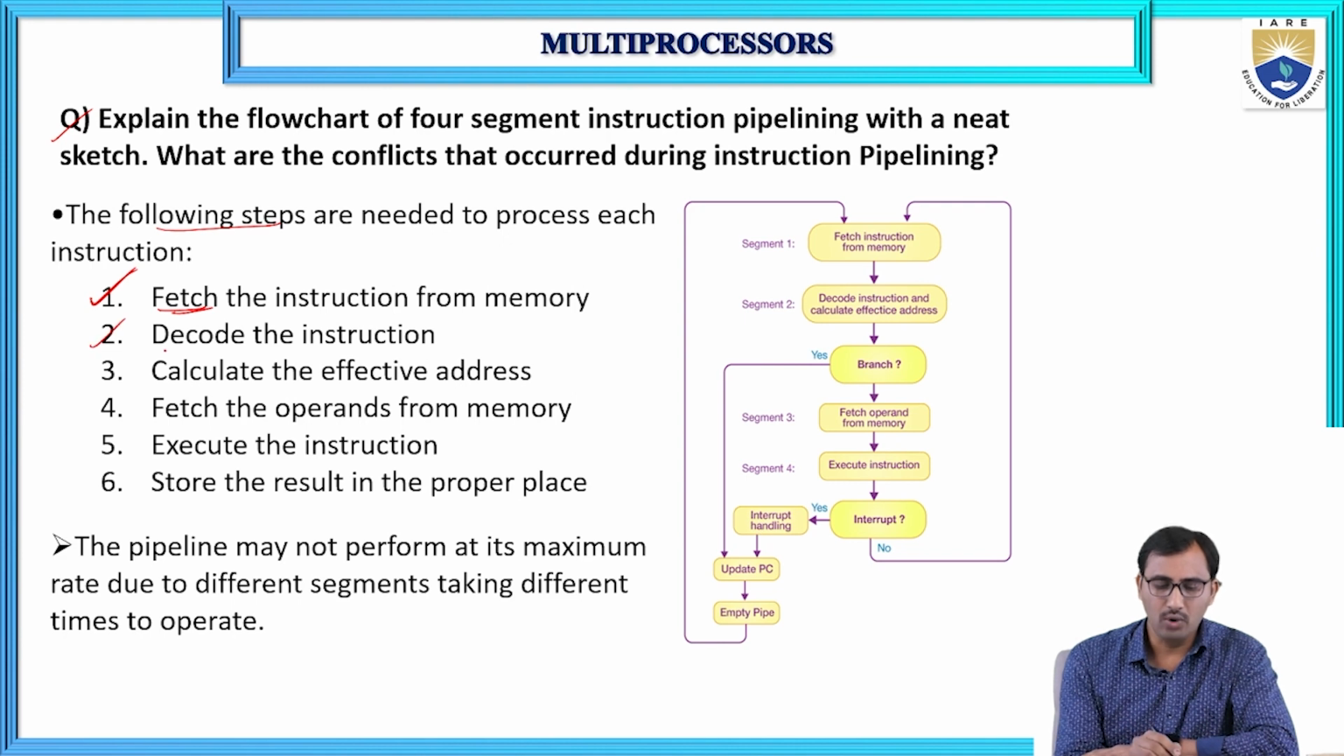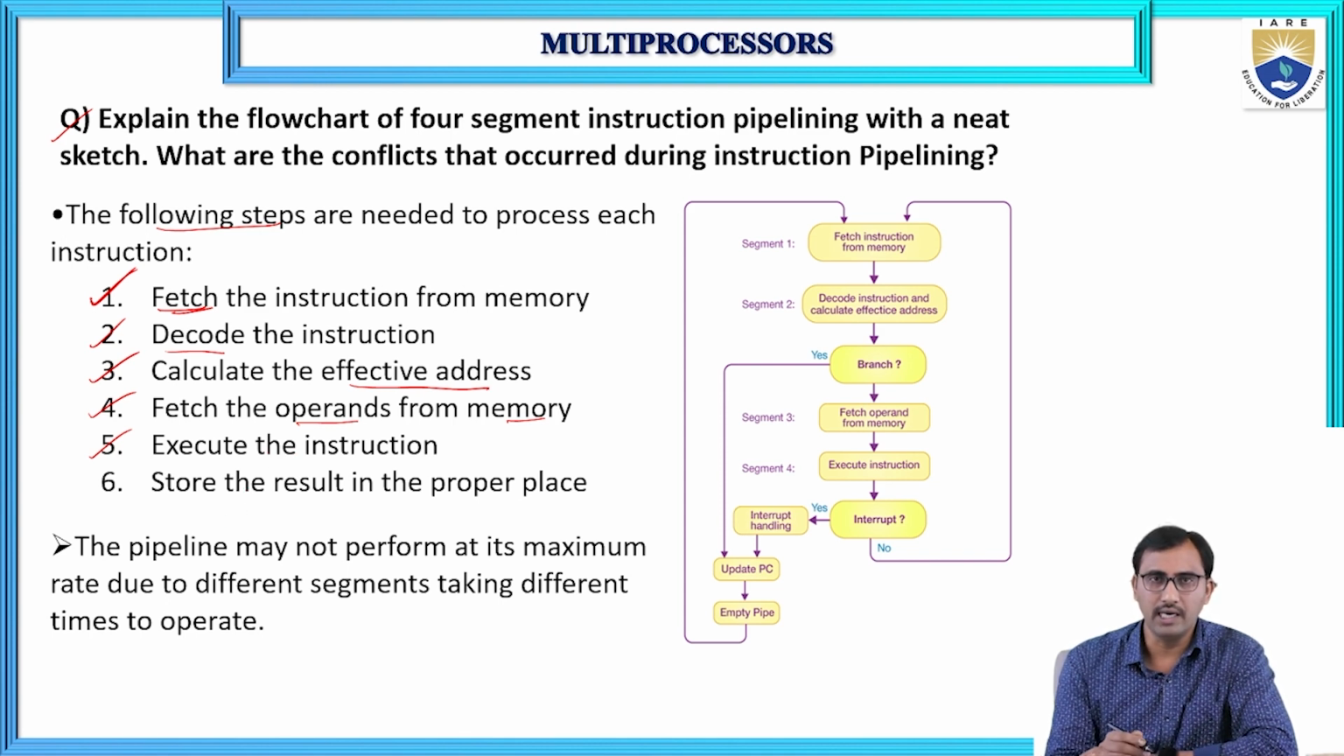Then decode the instruction. Decode means it will interpret the operation, what type of operation it has to perform, whether it is addition, subtraction, multiplication, division, or increment. Once it is decoded, it calculates the effective address if it has an indirect addressing mode. Then the operand is fetched from the memory, then execute that instruction. Execution is nothing but implementing those operations.